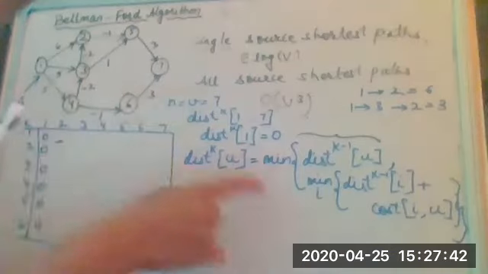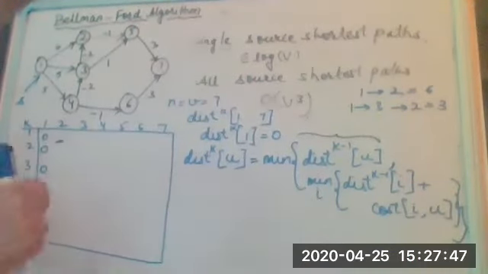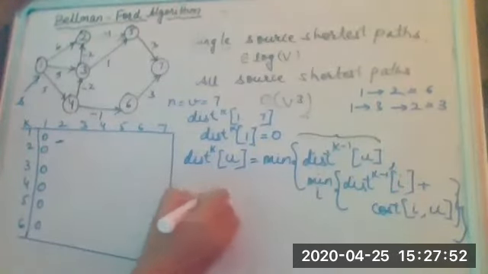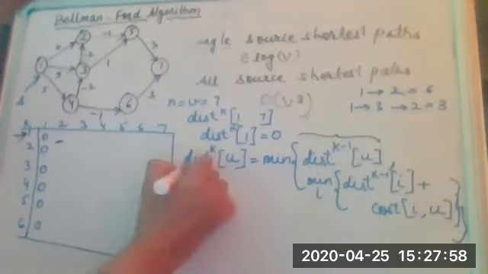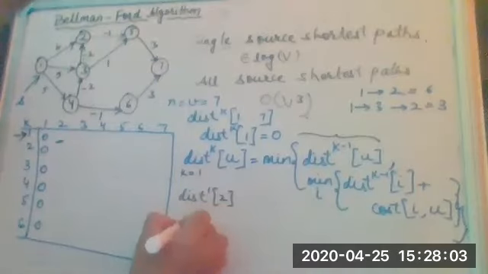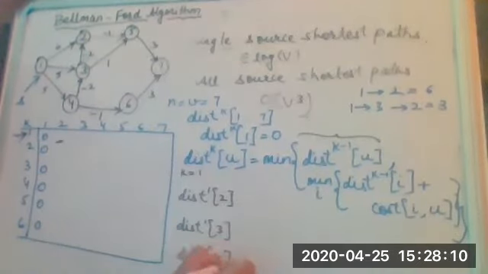Okay, so this will be more clear when we are working with each of the values. Let's say now we have to start with which value? We are going to talk about this particular row. For this row, the k value is equal to 1. So I'm going to find out distance 1 of 2, distance 1 of 3, distance 1 of 4, and then distance 1 of 5, and so on.